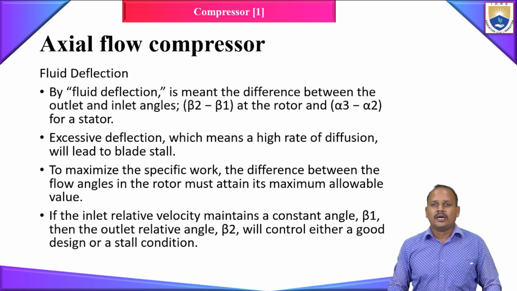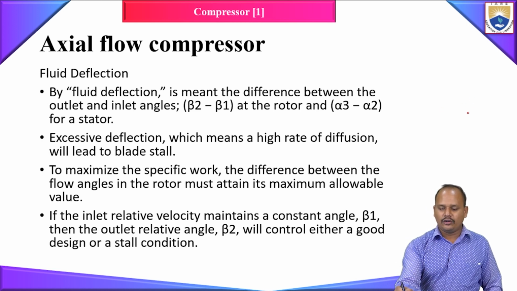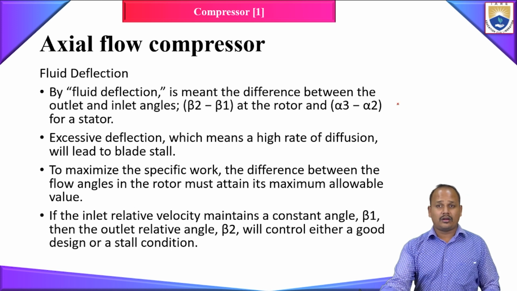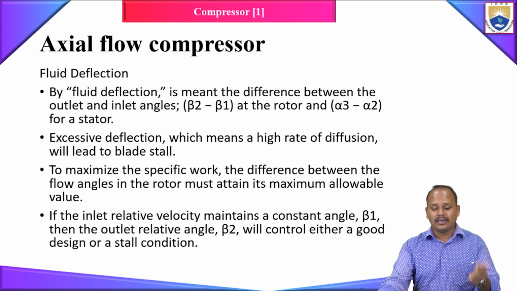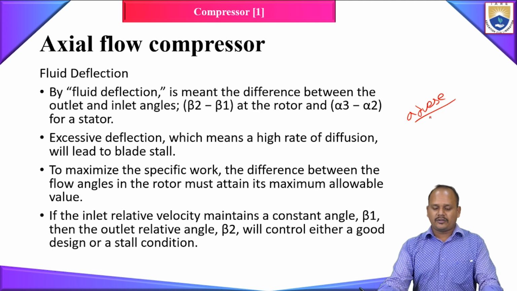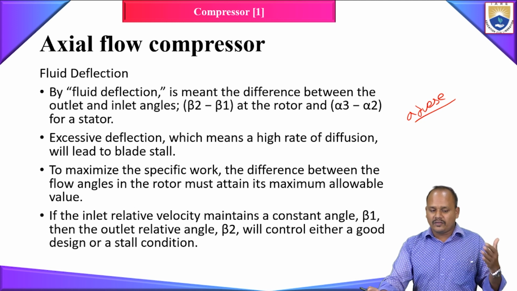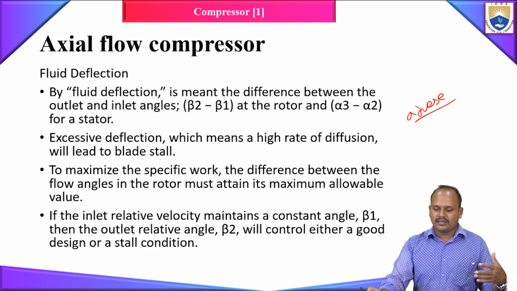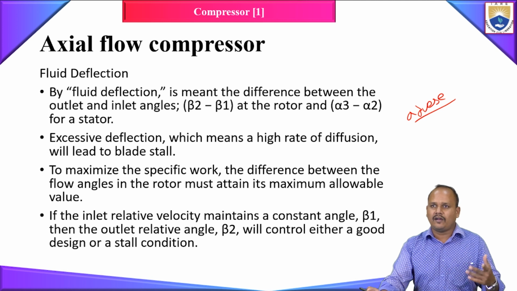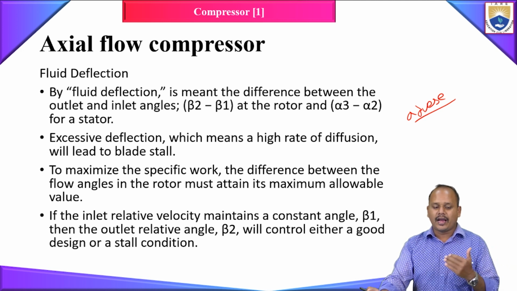So why this fluid deflection is also a limiting parameter is because, as I already told you, across your rotor blade or stator blade your pressure is getting increased. Pressure increase means basically it is an adverse pressure gradient. We already know the adverse pressure gradient, that is in the direction of your flow, your pressure is increasing, which will lead to flow separation easily. A flow which has a favorable pressure gradient will not separate compared to a flow which has an adverse pressure gradient, because here your flow is moving against the high pressure.